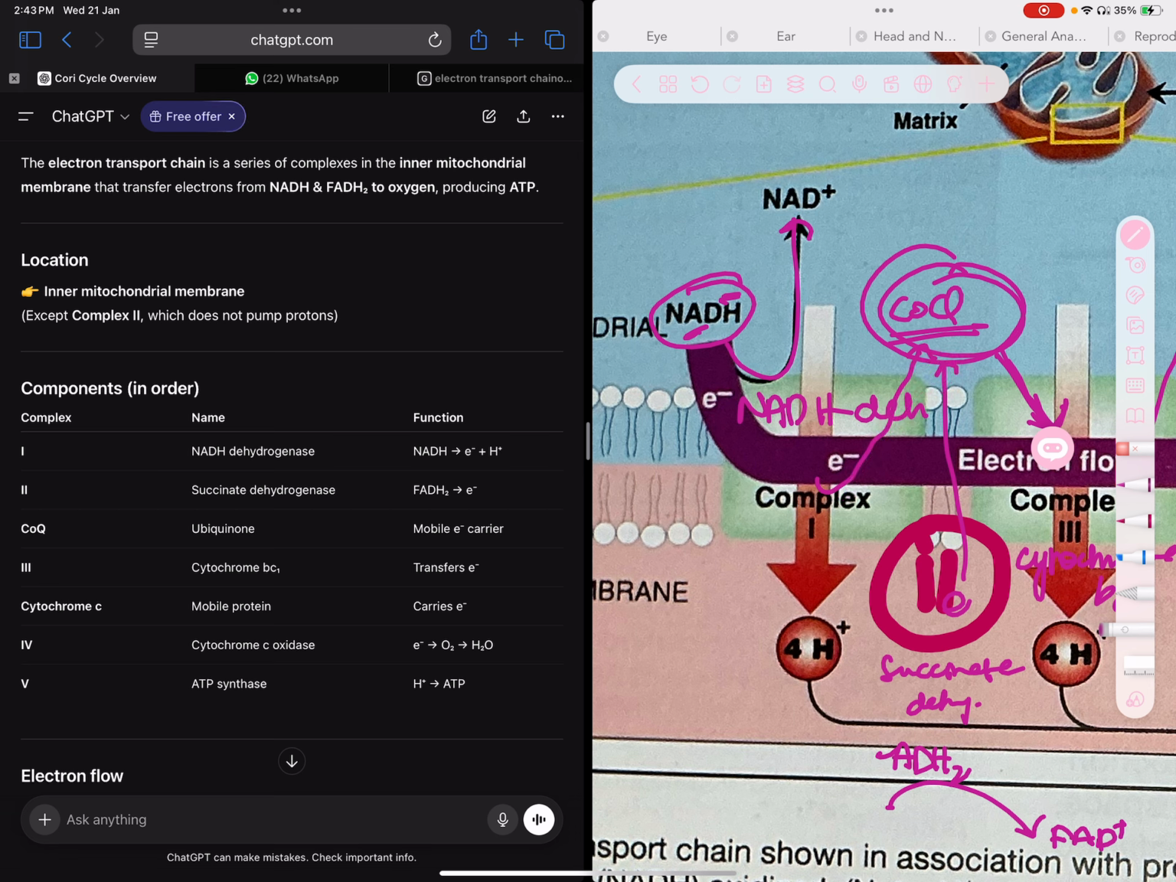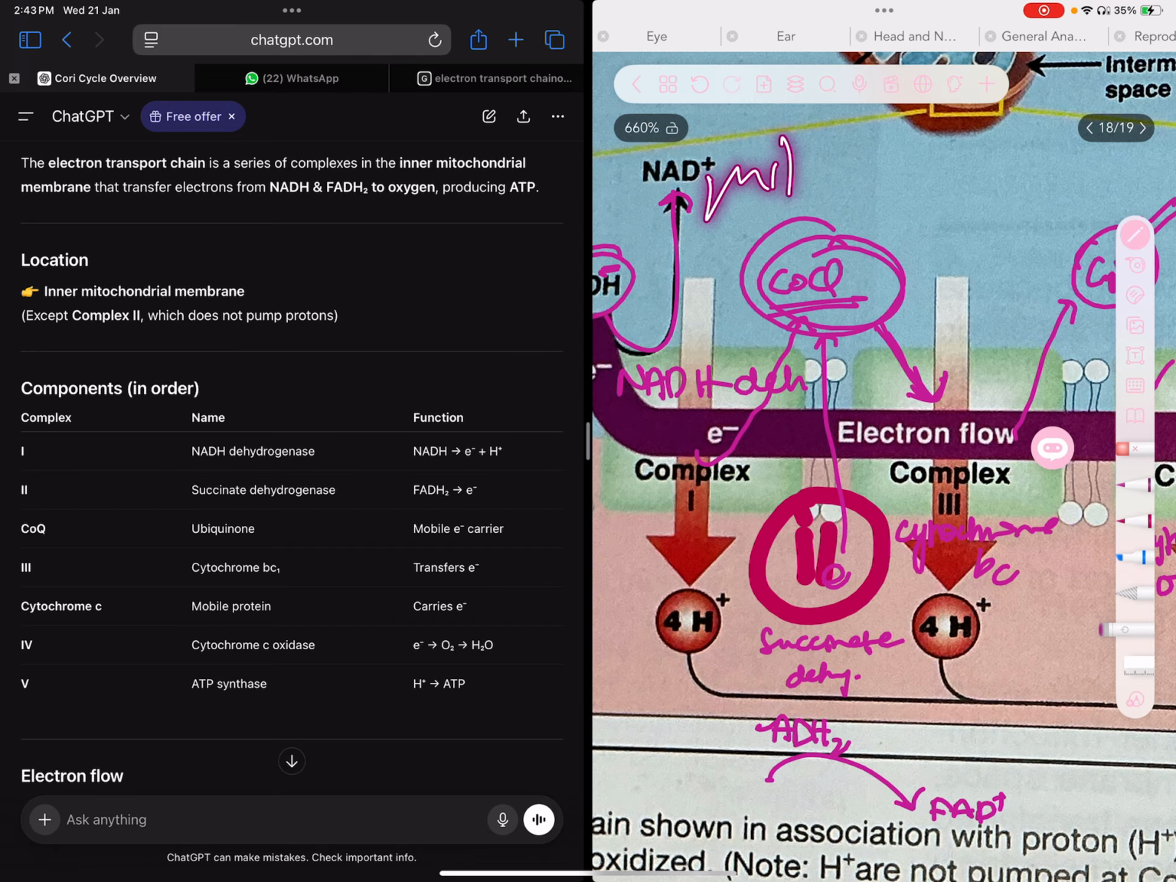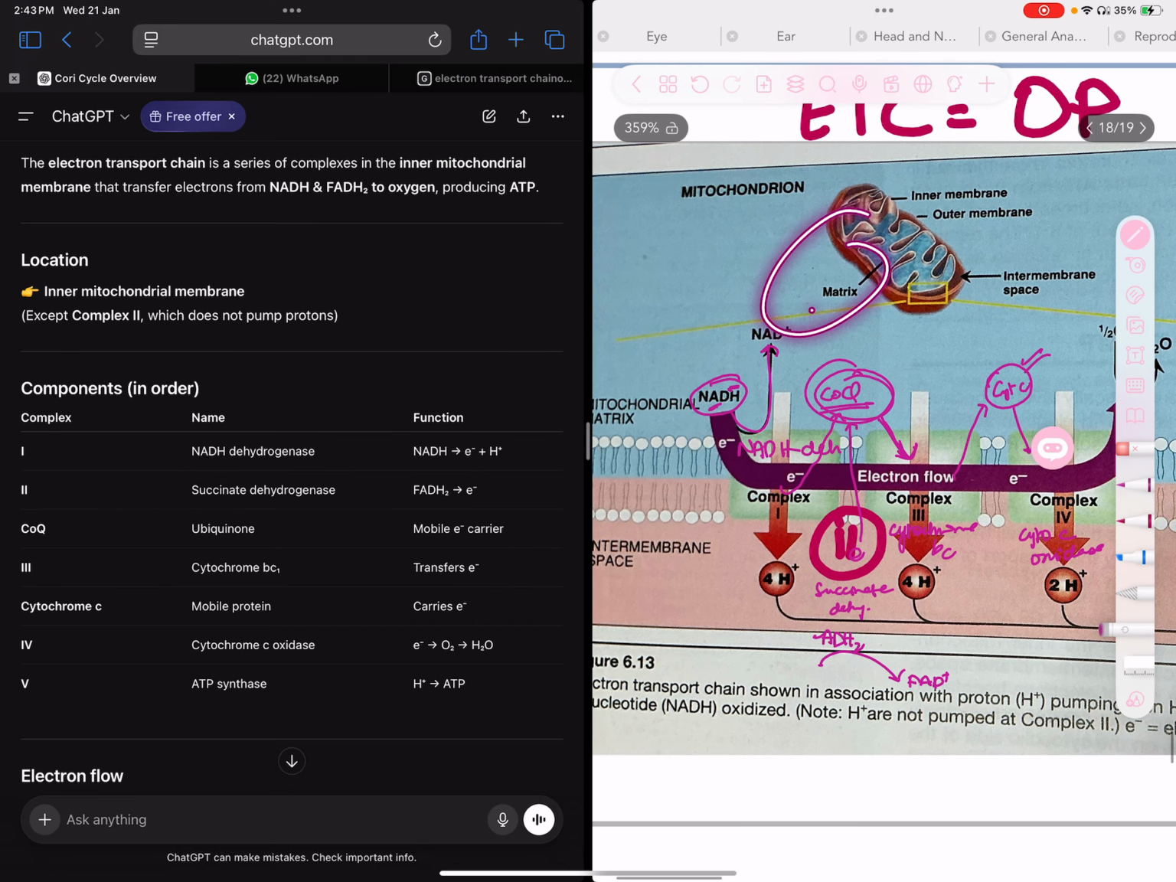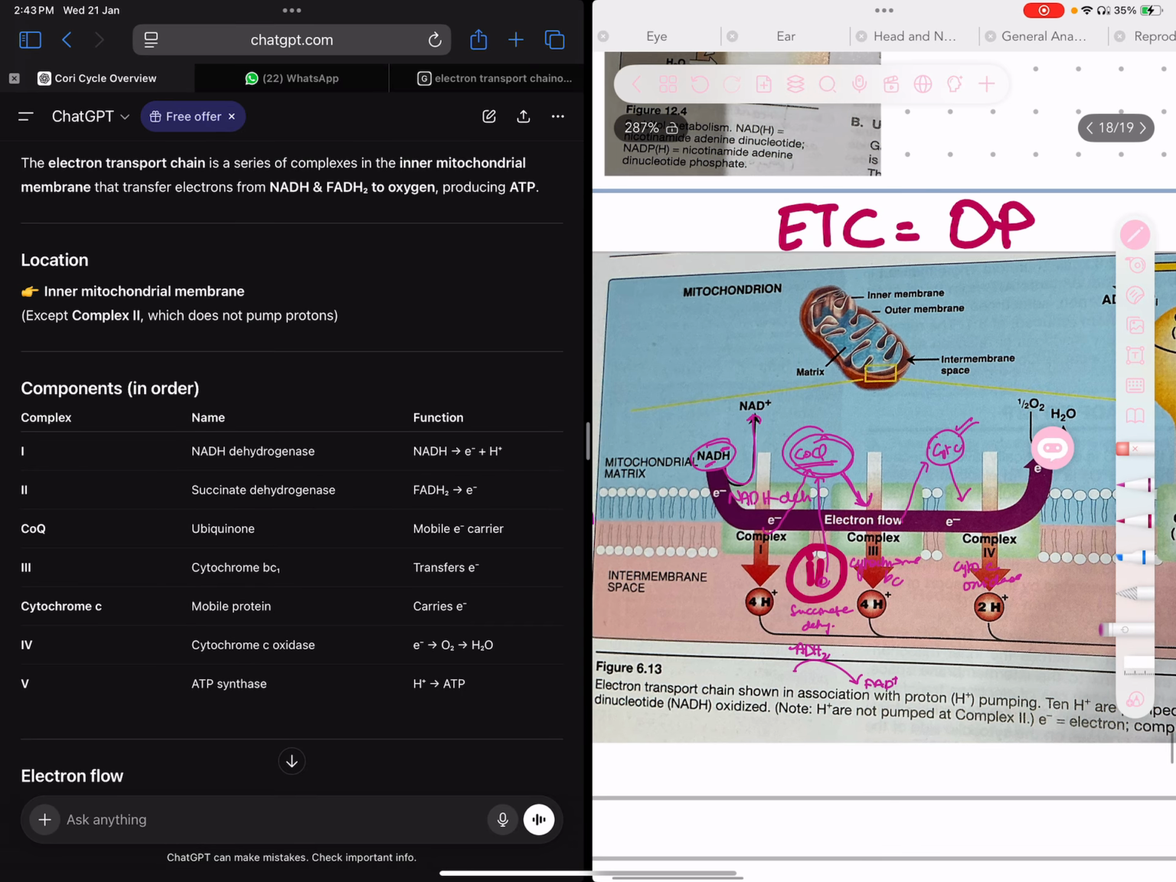So the energy that's being lost is used to develop this gradient. That gradient is where you're sending protons from the mitochondrial matrix into the intermembranous space, right? The mitochondrial matrix has an abundance of protons. They're being pumped into the intermembranous space.